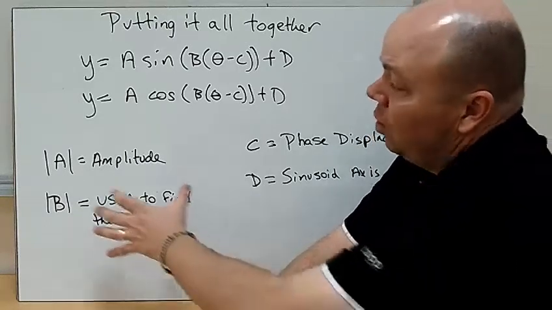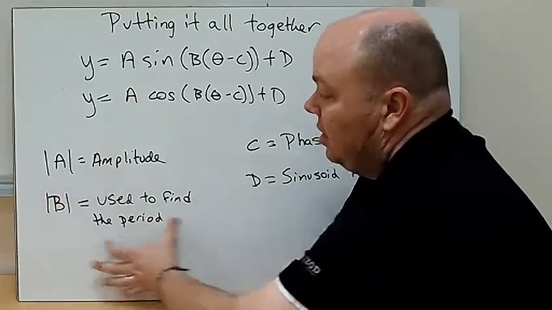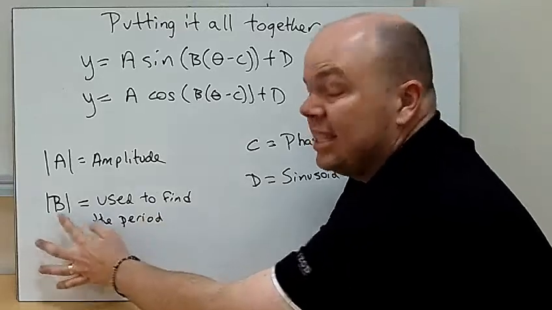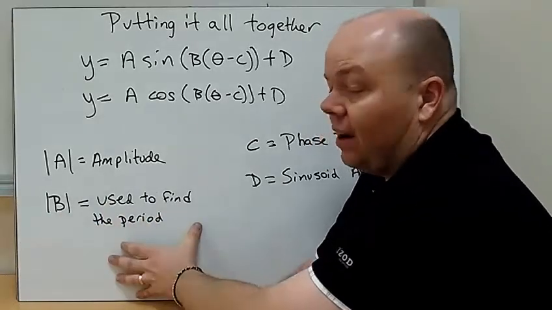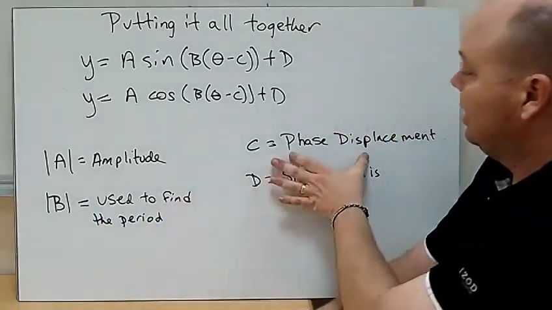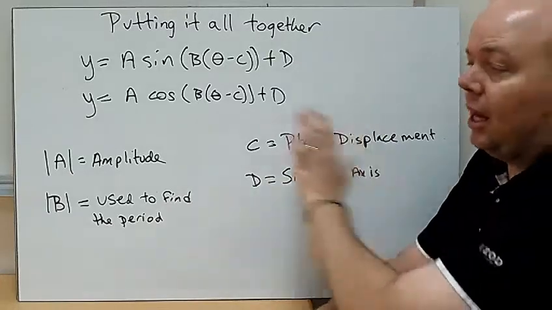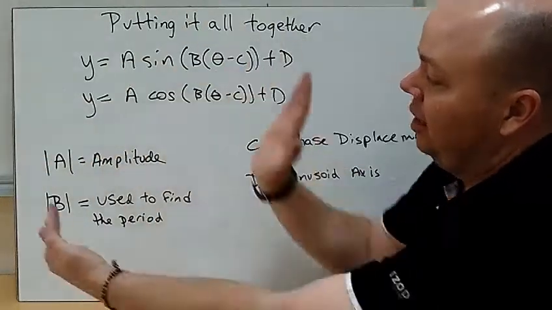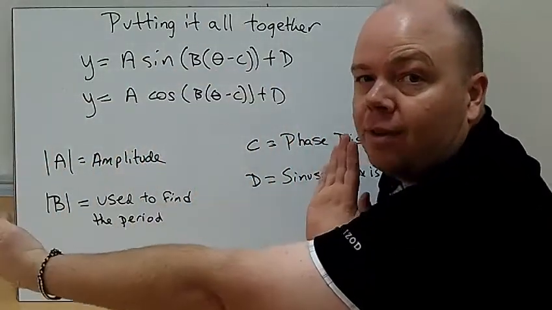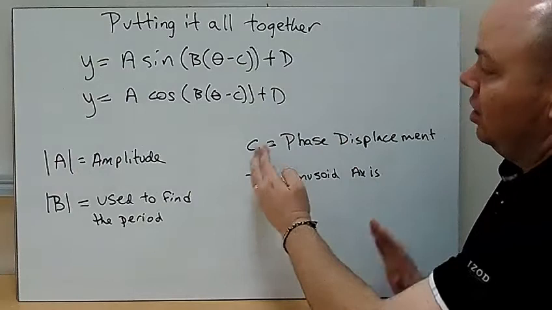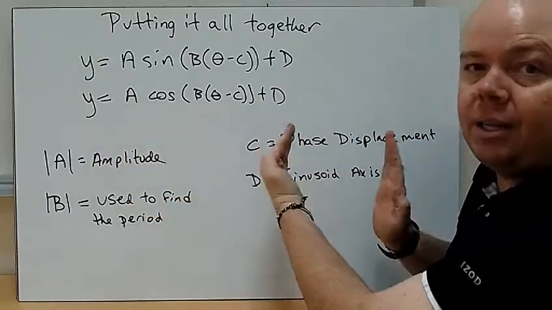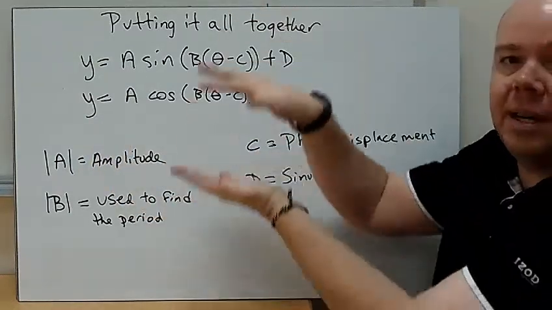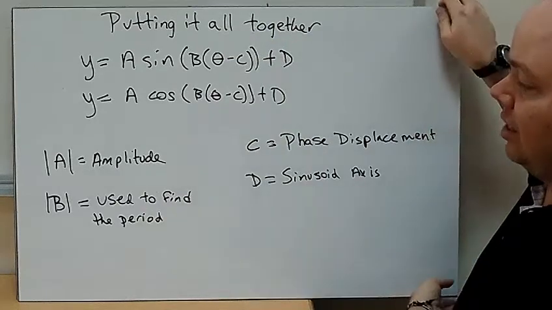Okay? So we know that A is the amplitude, B is used to find the period. Remember, B is not the period, but it's used to find the period of the graph. C is the phase displacement, how it moves the graph left and right. So this stretches the graph vertically, this compresses or stretches the graph horizontally, this shifts the graph left and right, and this moves the graph up and down. So that's what all four of those things do.